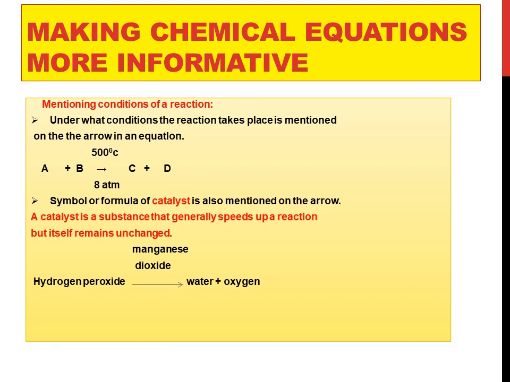The name, symbol or the formula of the catalyst is also sometimes mentioned on the arrow. So sometimes instead of mentioning the temperature or atmospheric conditions, we can also mention the name of the catalyst which is helping for the reaction to occur. Now what is a catalyst? It is a substance that generally speeds up a reaction but itself remains unchanged. That means it helps to speed up the reaction so that the reaction could occur smoothly and easily and fastly. But there occurs no change in the catalyst itself.